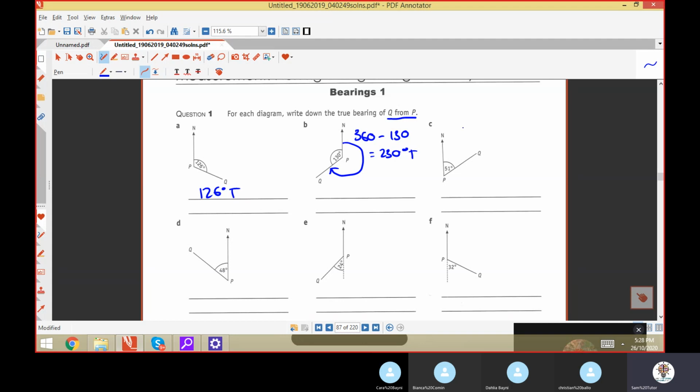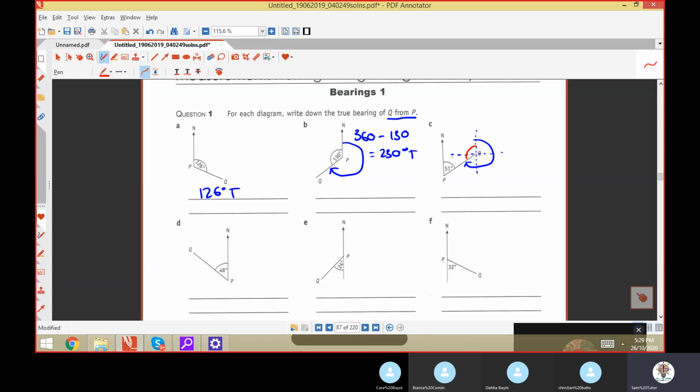This one from P, you got to do another compass thing here, go all the way around. Yeah, C is a little bit more working out actually. How would you girls solve C? Think about it. 51 is on that side, so you have to use co-interior angles to find red. And then 360 minus red gives you blue.